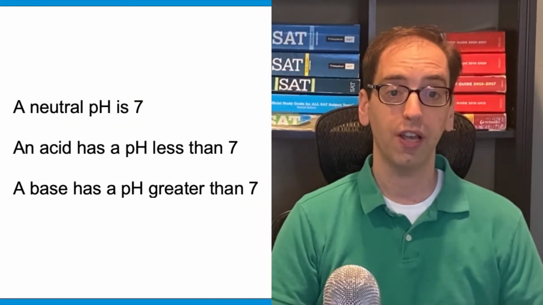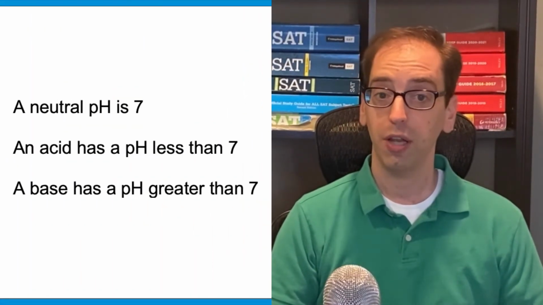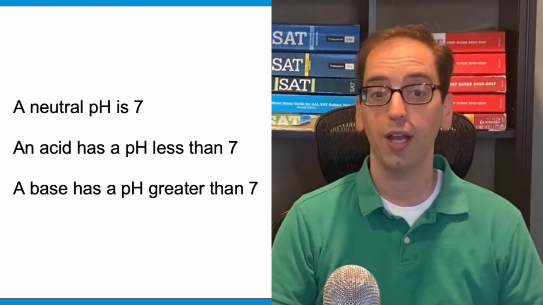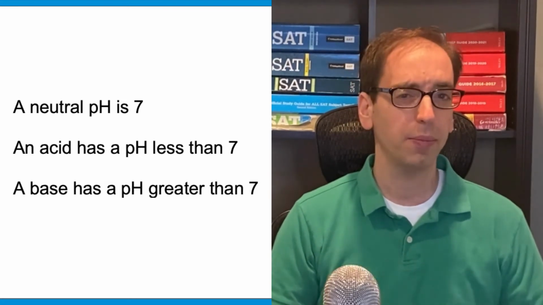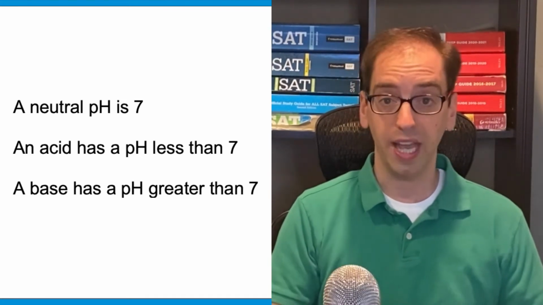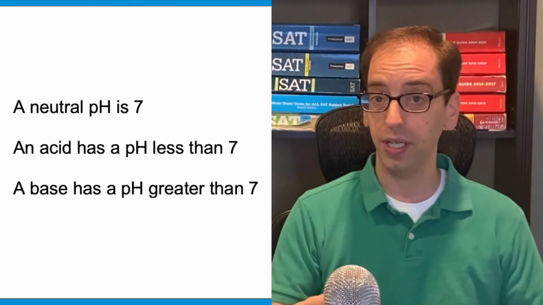Let's start with pH levels. A neutral pH is 7. An acid has a pH lower than that, and a base has a pH higher than that. A nice way to remember that is alphabetical order. Acid before base, A before B, they go in order from acid to base.